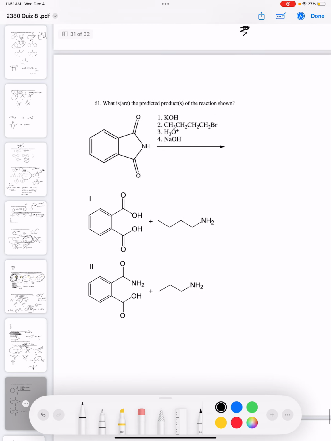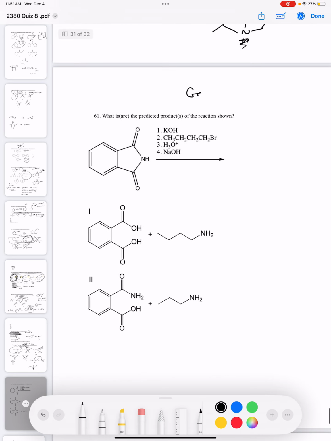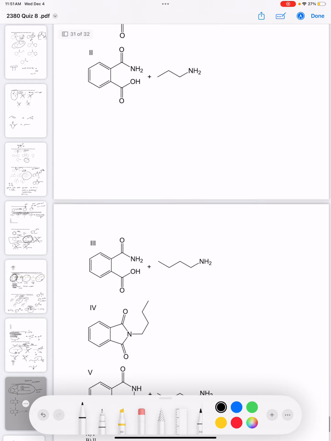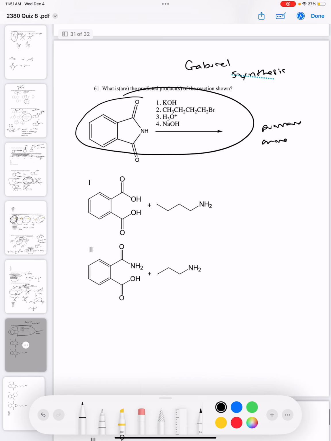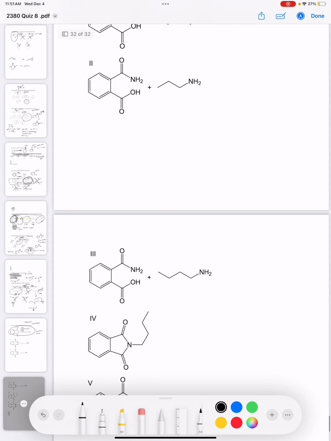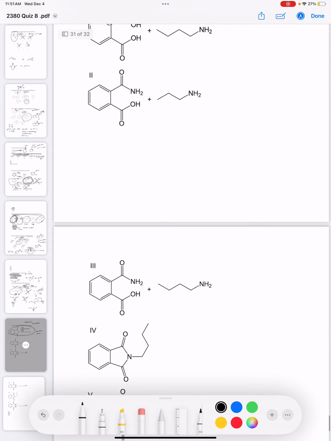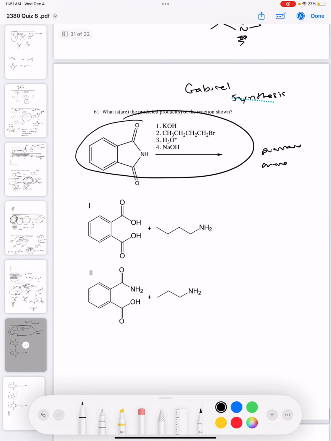Okay, this next one, this looks like a Gabriel synthesis to me. And this is another way to make amines that we talked about. Remember, recognize this and know that it will make a primary amine. And so that's the test question that you're going to have: do you know that this is going to make a primary amine, or can you recognize what's going to be made with this? So again, I made this before I went over it in class, so I don't think you need to know this.